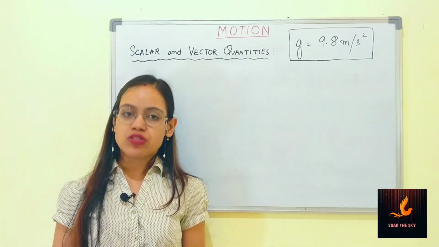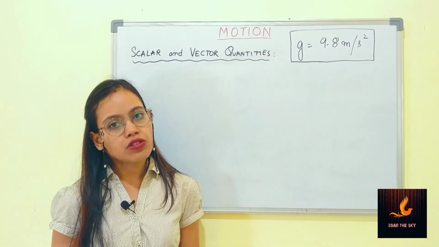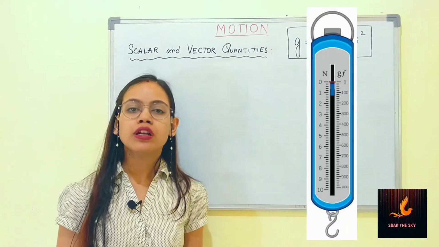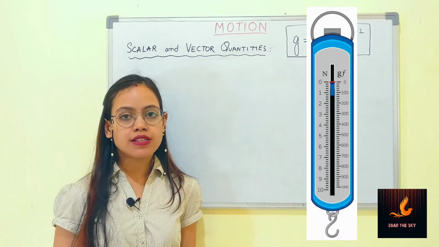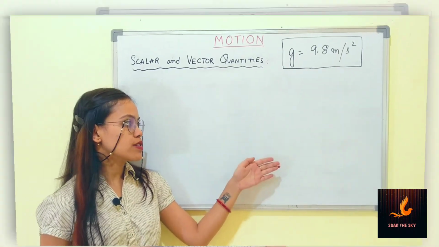So how do we measure weight? Weight is also measured by a very simple instrument known as the spring balance, and this is how it looks.